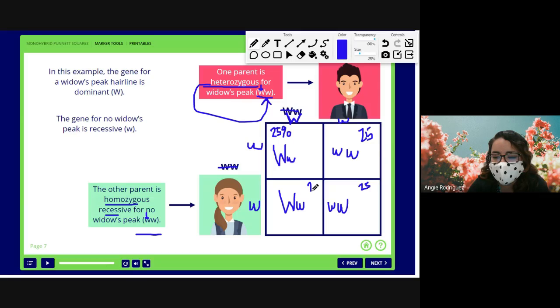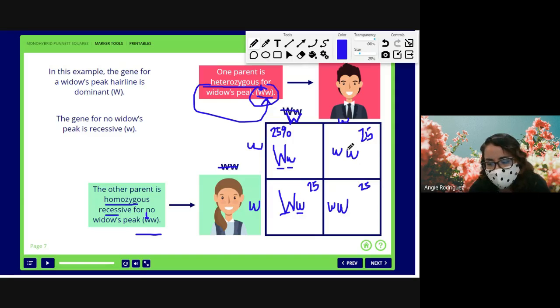Now, there's a pattern here. Look at the ones here on the left. Both of them have a big W, little w. See that? Big W, little w. So these are technically two individuals that are going to have widow's peak just like dad because they have dad's letters. You see that? So that means this couple has a 50, right? 25 plus 25 is 50. They have a 50% chance of having a child with widow's peak, just like that. Okay, so that covers this part right here.